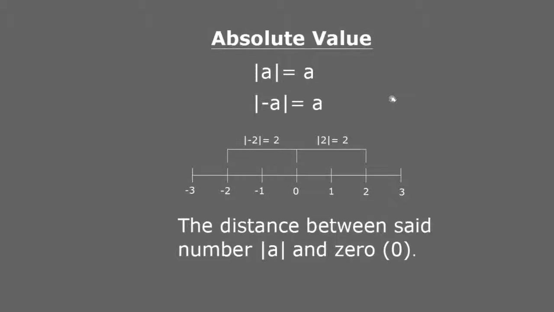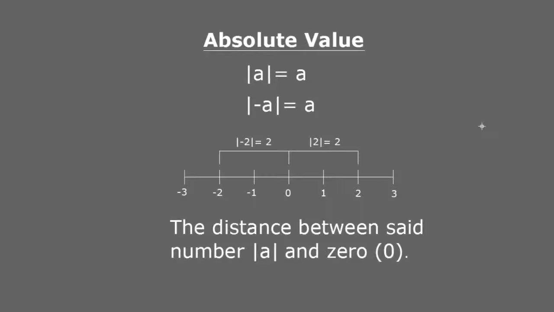So the absolute value is nothing more than the distance of the number or variable that is between the two lines that represent the absolute value, and it is always expressed as the positive distance between, again, that number and 0.